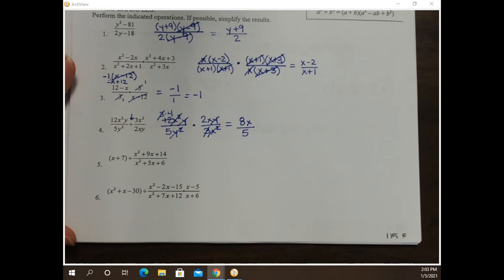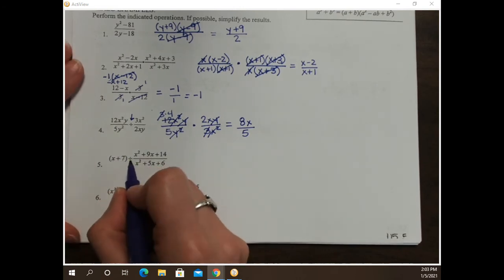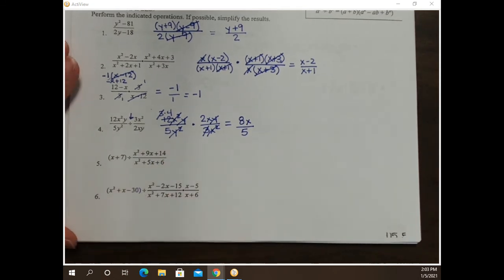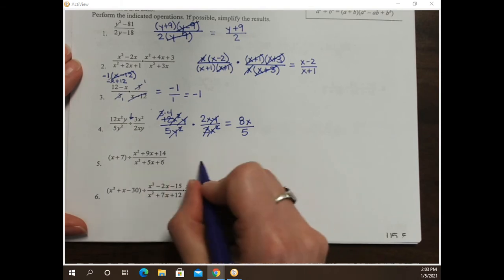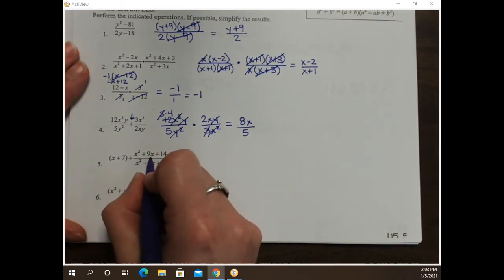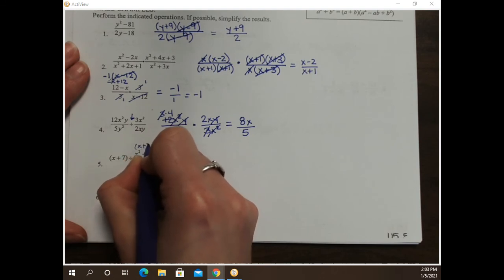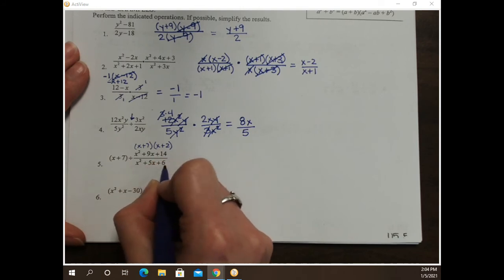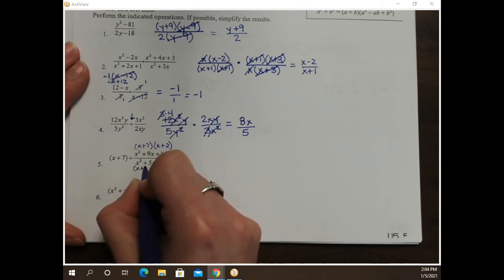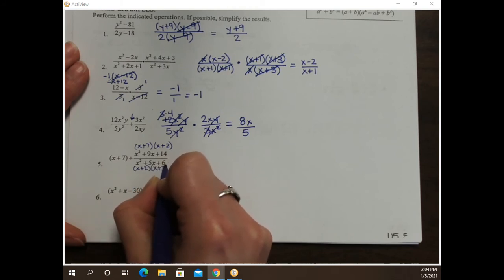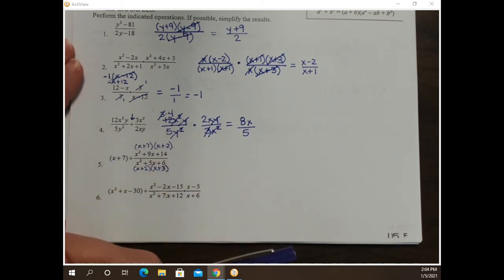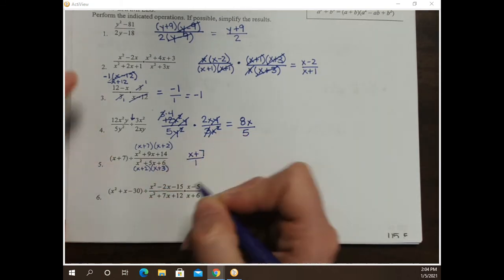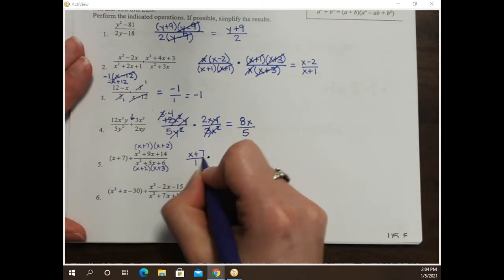A couple more examples to take a look at here. Number 5, x plus 7 divided by this rational expression. So I'm going to go ahead and factor these things and then write out the reciprocal version over here. X squared plus 9x plus 14 would be x plus 7 times x plus 2. And then x squared plus 5x plus 6, that would be x plus 2 times x plus 3. X plus 7 is as factored as it's going to get. So what I have here would be x plus 7 over 1. I like it to look like a fraction, times the reciprocal.